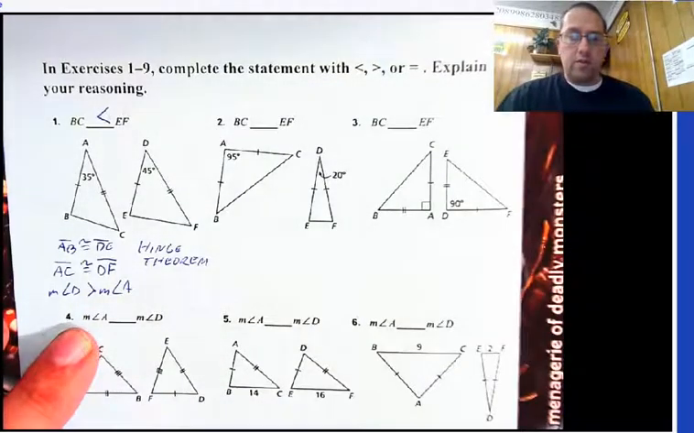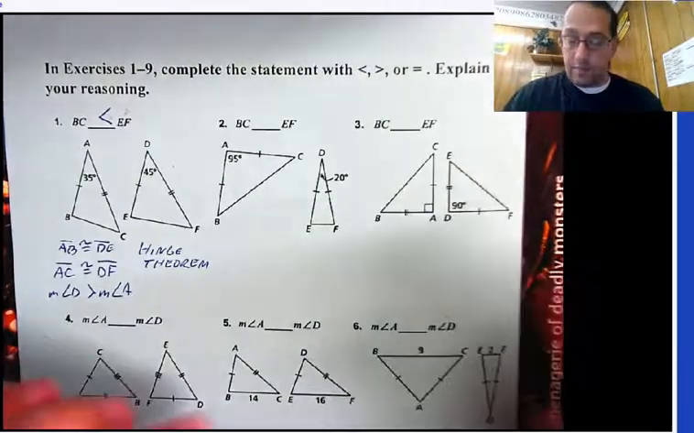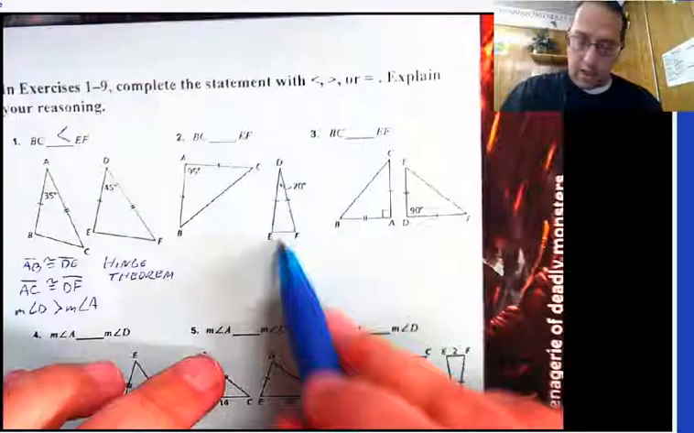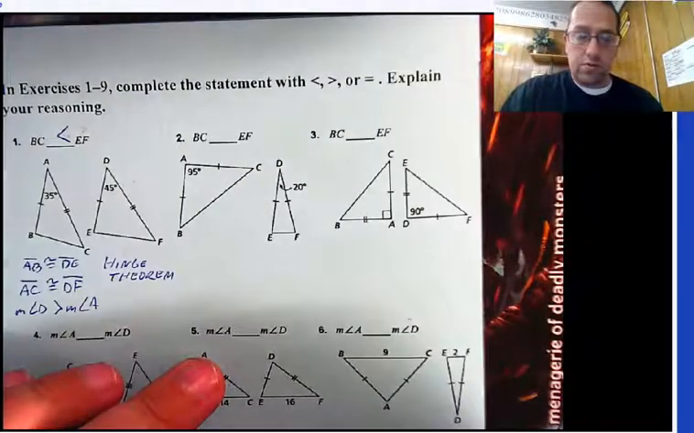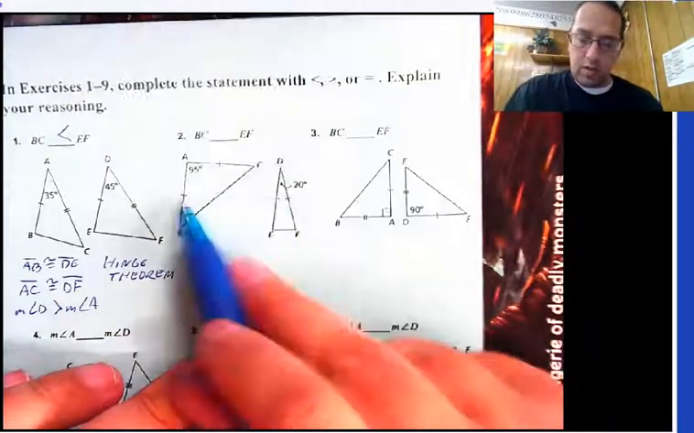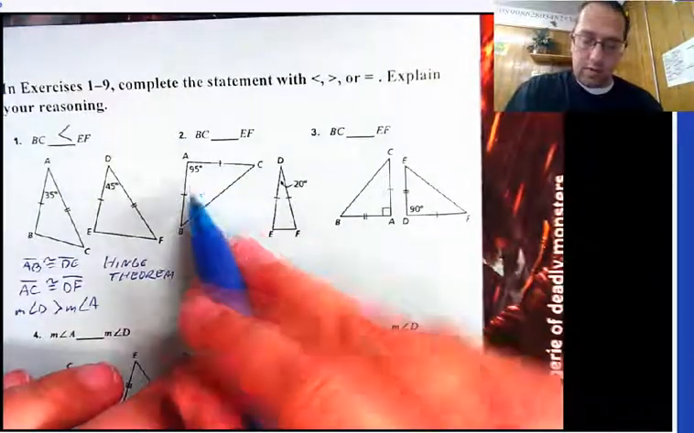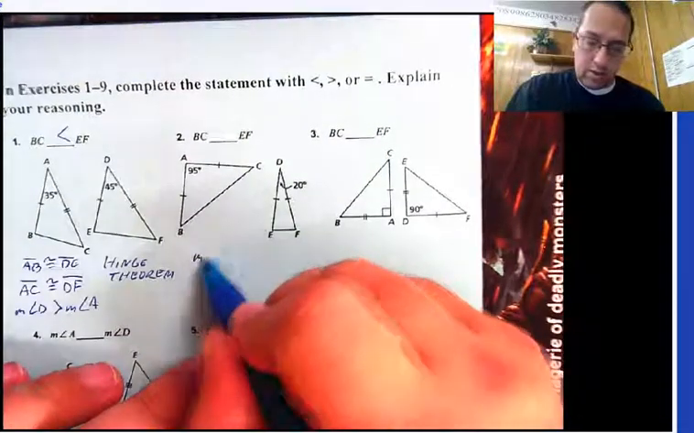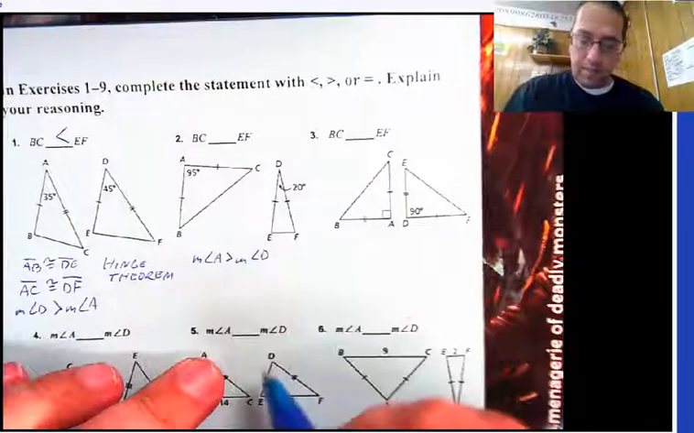What I would like for you to do is pause the video and go ahead and do 2 and 3. All right, so you're back. Let's see how you did. So we need to compare BC and EF. So the same things again. Looking at this, we have to have two sets of congruent sides, which we do. These two are congruent. Those two are congruent. So what's our biggest angle? A is bigger than D, right? Because 95 is a lot more than 20. So the measure of angle A is greater than the measure of angle D.